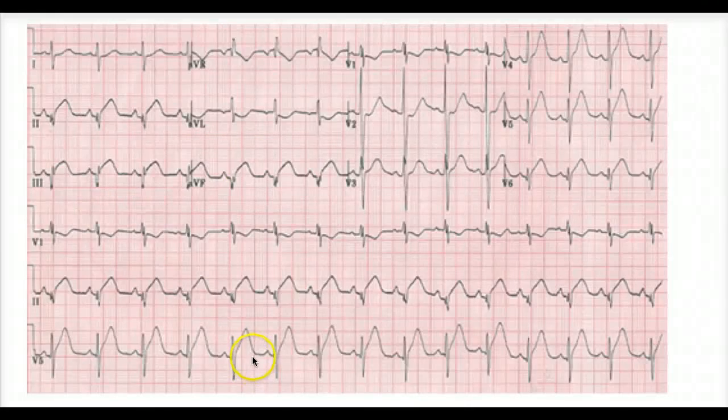Okay, so let's look at another example. So we're going to be looking for a Q wave followed by an ST segment elevation. So we can see here that this is a Q wave, ST segment elevation, Q wave, ST segment elevation. Same here, Q wave, ST segment elevation, Q wave, ST segment elevation. We also see the same thing in lead AVF. We see a Q wave followed by an ST segment elevation.